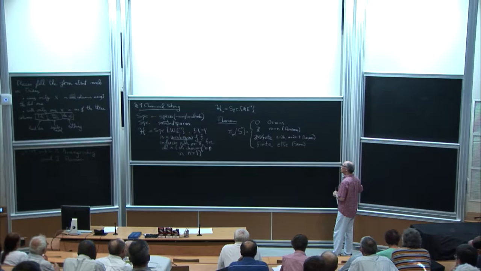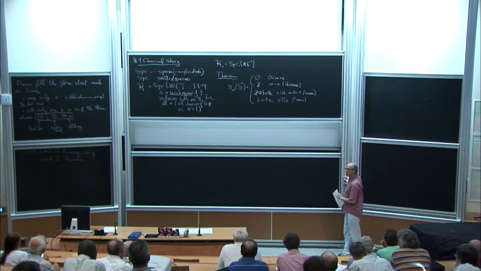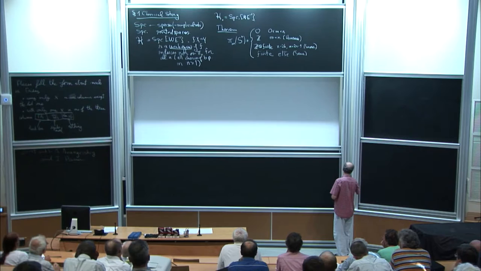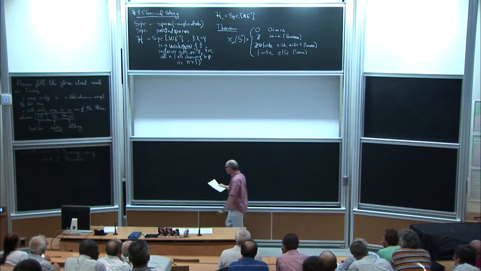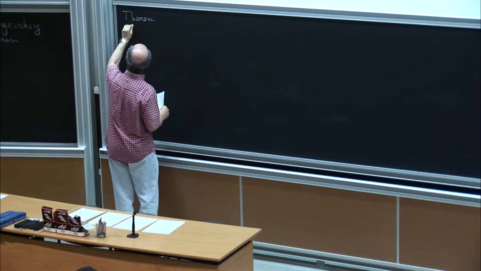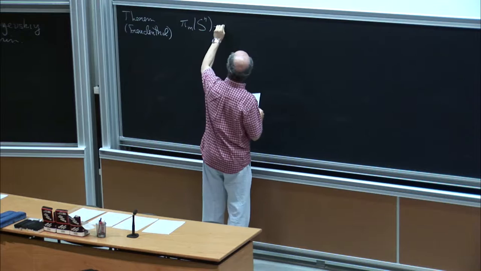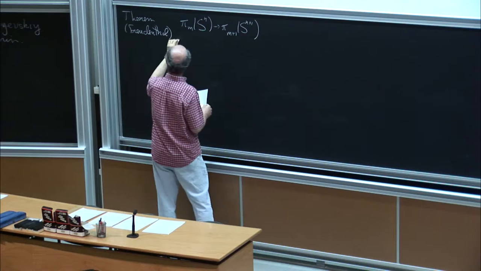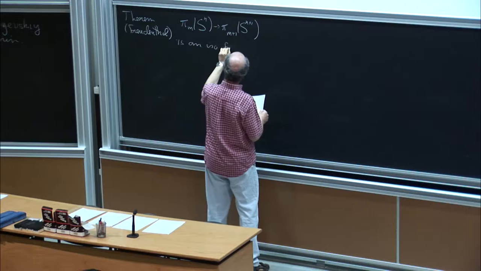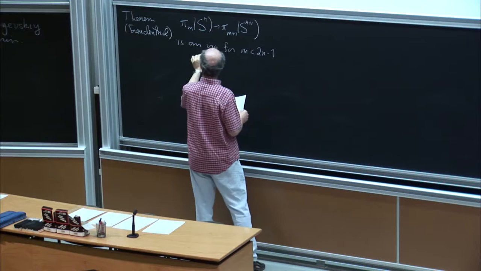Now, we'd also like to know what happens stably. So you can apply a suspension operation, and that's covered by the Freudenthal suspension theorem. When you take the suspension map, this is an isomorphism for m less than 2n minus 1, and it's a surjection for m equals 2n minus 1.